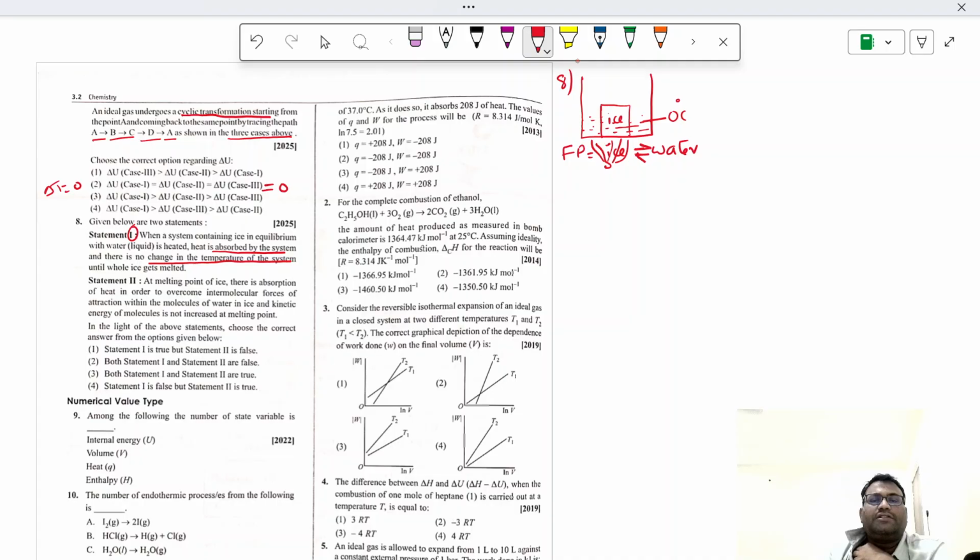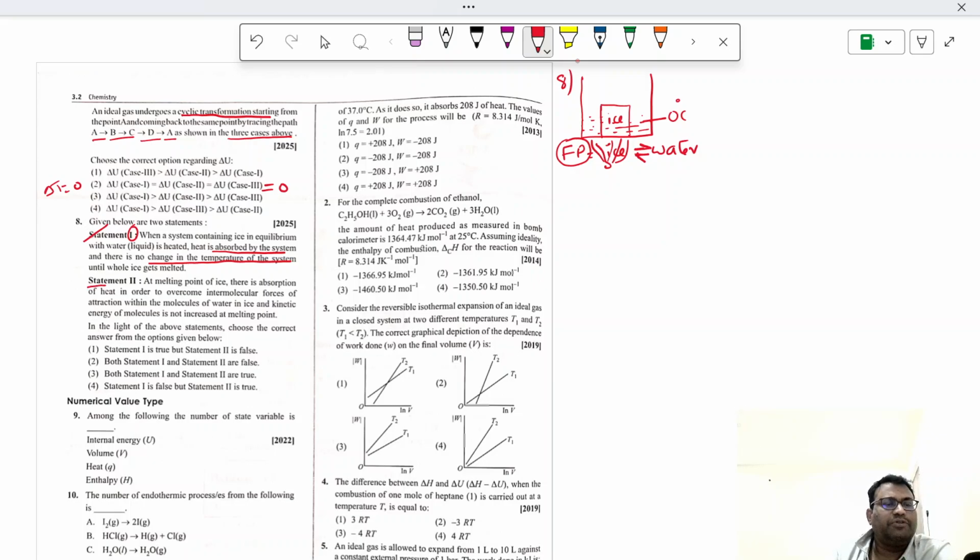So that is at 0 degrees centigrade this happens. At the freezing point of any liquid, what happens when you heat it? The total heat you are supplying will be used to convert the solid state completely into the liquid state. Once the solid state is completely converted into the liquid state, then whatever heat you supply will be used to increase the temperature. Until ice is completely converted into water, temperature does not rise. So statement 1 is correct.